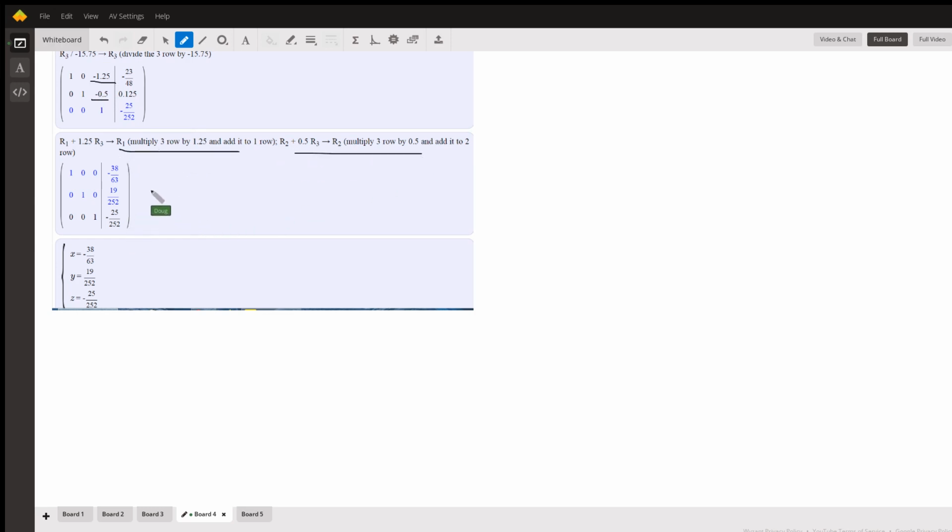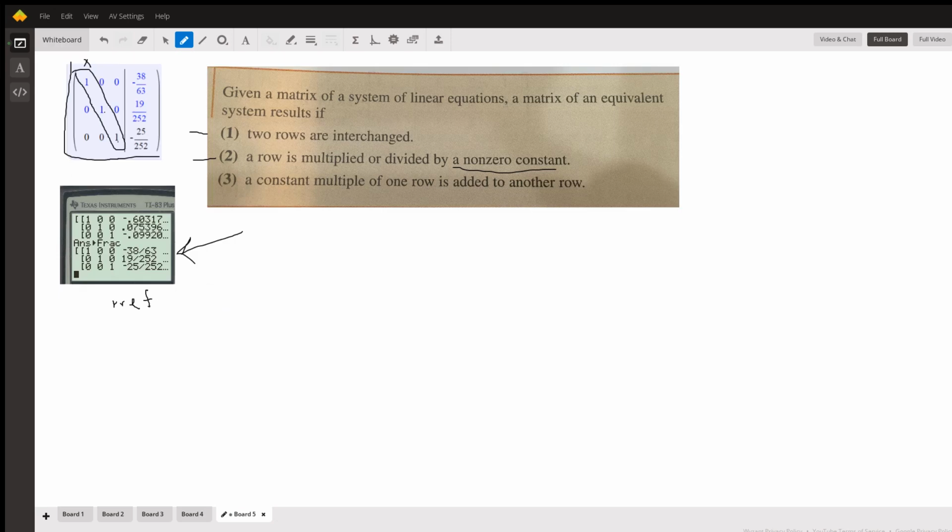There's your answer. It's a pain to do it manually. A lot of error-prone steps. That's why it's nice to use a calculator, reduced row echelon form.